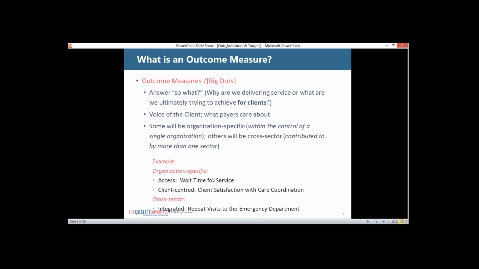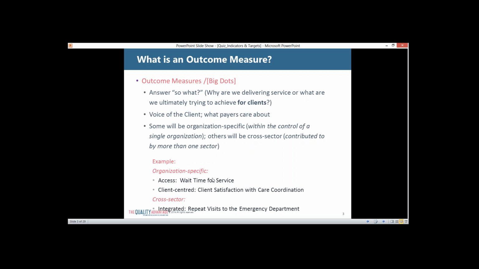Let's take a look at the definition and some examples for each of these three types of measures. So outcome measures answer the question, so what? Why are we actually delivering service? And what are we ultimately trying to achieve for clients? The voice of the client is what's really important, meaning these are things that clients care about, and they are also things that funding partners or payers also care about. Some of these measures will be organization-specific, meaning that they're within the control of a single organization, whereas others will be cross-sector types of measures that are contributed to by more than one sector.